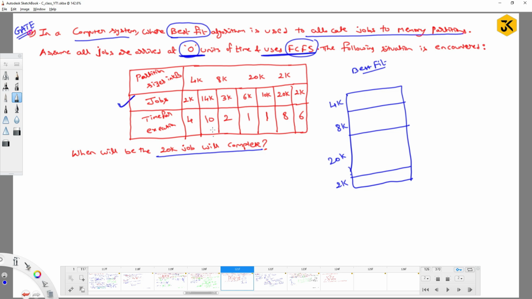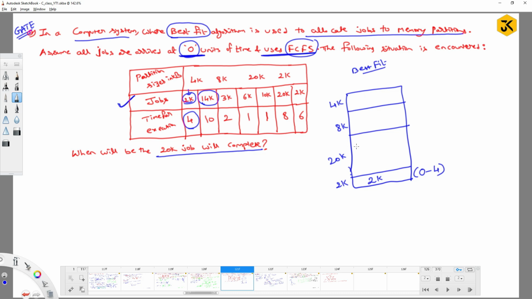When you get all the jobs at the same time, in general they come in process order, process size order. So first 2k comes into the picture at arrival time 0. Where is 2k the best fit? Is it here? Yes. It arrives at 0 and will run for how many units of time? 4 units of execution.